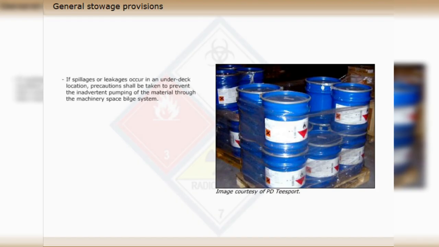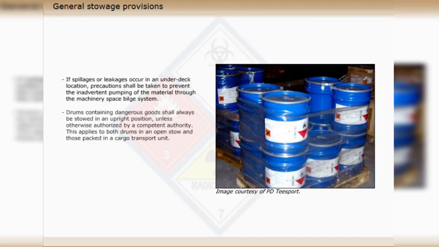If spillages or leakages occur in an under-deck location, precautions shall be taken to prevent the inadvertent pumping of the material through the machinery space bilge system. Drums containing dangerous goods shall always be stowed in an upright position, unless otherwise authorized by a competent authority. This applies to both drums in an open stow and those packed in a cargo transport unit.